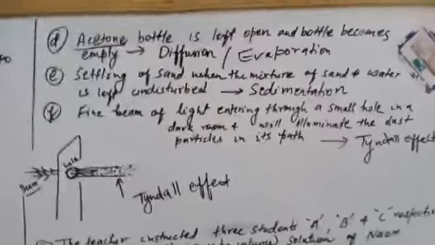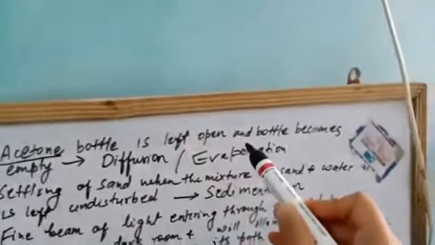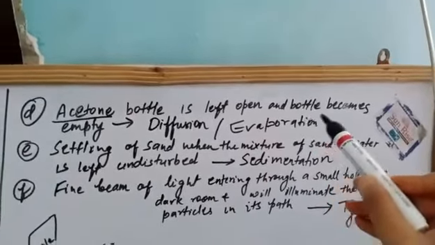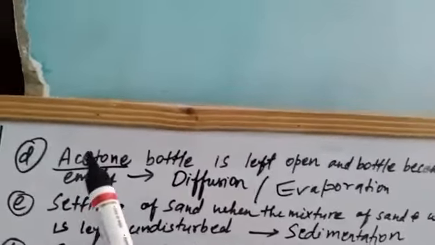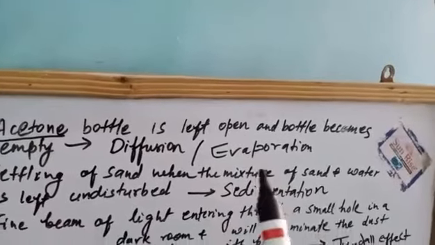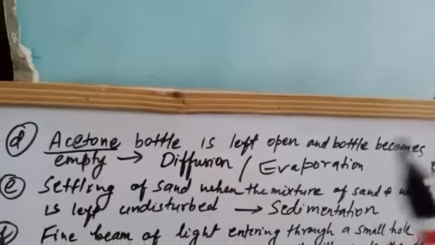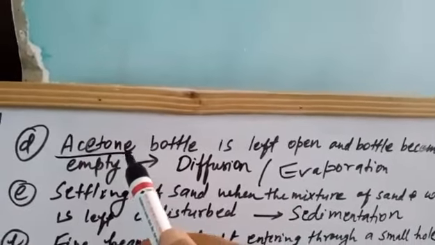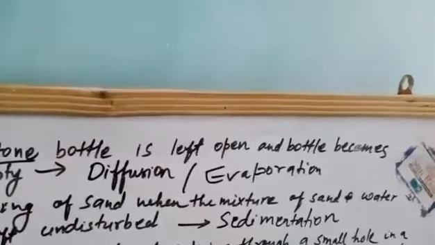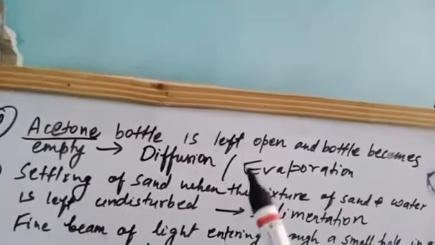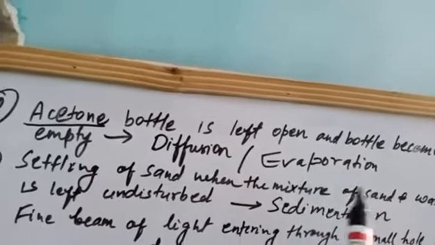Next is, when an acetone bottle is left open and the bottle becomes empty. What is happening when you have a bottle containing acetone liquid and you leave it open for some time? The bottle will become empty. That means all the acetone gets vaporized. As you know, acetone is a volatile liquid. So here two processes are happening: first, evaporation, and diffusion also. Evaporation means all the acetone liquid is getting vaporized and going into the air. So diffusion and evaporation both are happening here.